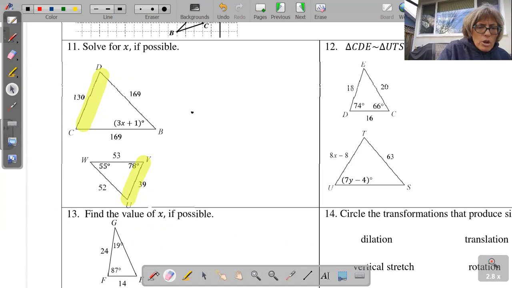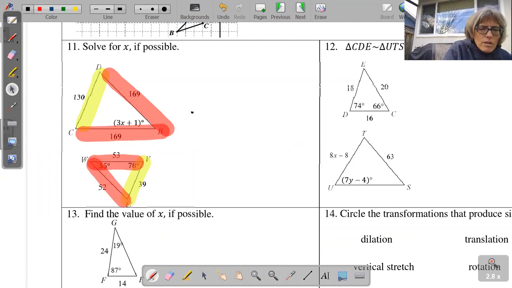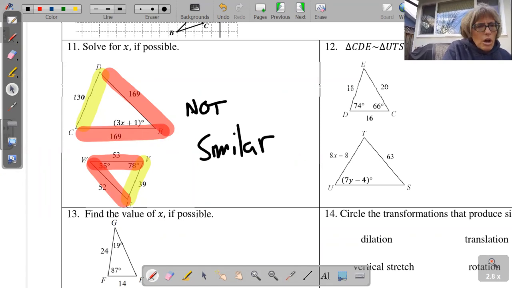Let's check this way. We're given 2 angles here. No, the only way to test this is by similarity. So short to short, medium. Oh, notice here you have 2 equal sides. Here you don't have 2 equal sides. So they are not similar. The ratios do not equal.